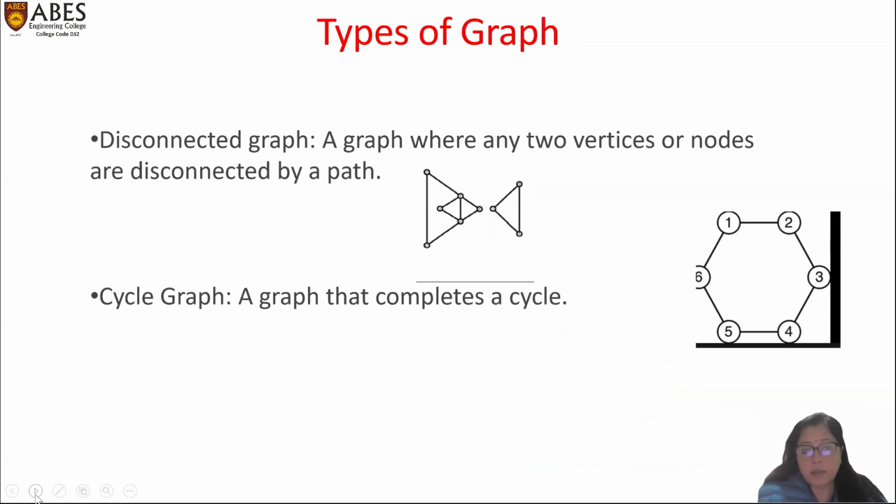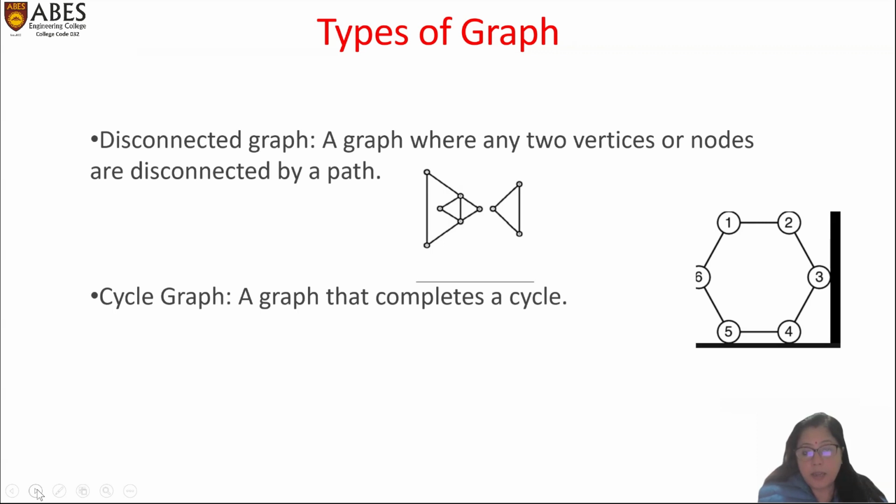Now, a disconnected graph is a graph where there is no path between some of the vertices or nodes, as shown here in the diagram, where one portion of the graph is not connected to the other portion. Such a graph is a disconnected graph.